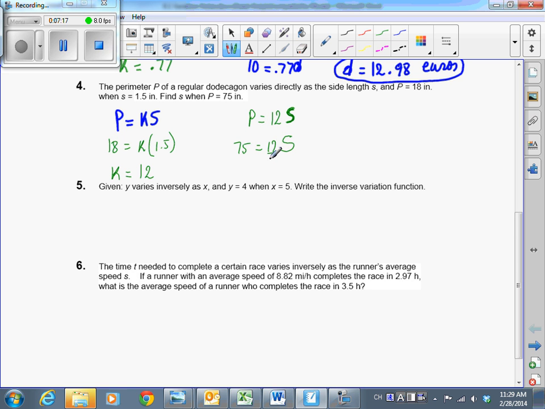So divide both sides by 12. We get S is equal to 6.25 inches. Without inches is also a little wrong.